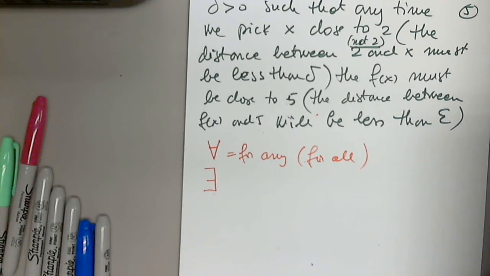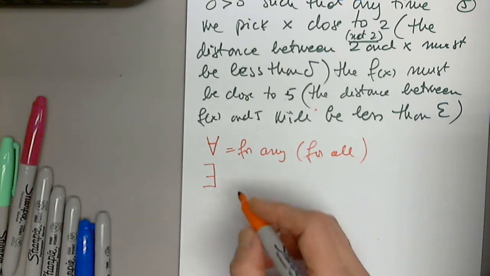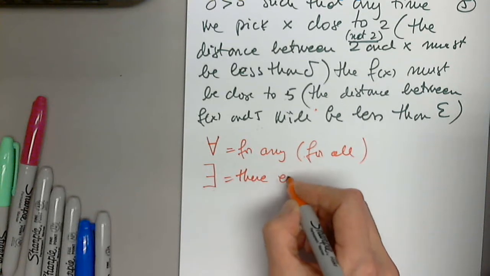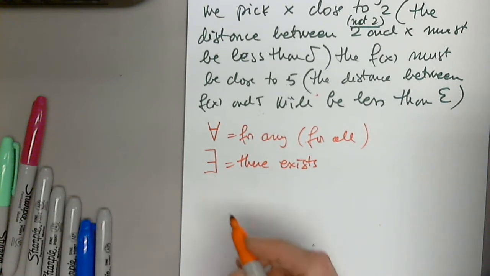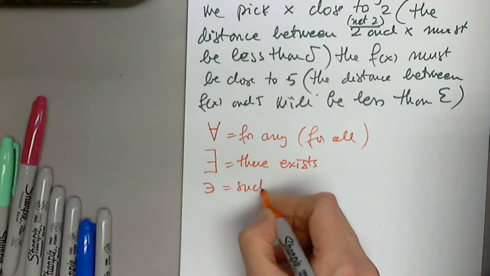Uppercase E backwards. There exists. Next one. A lowercase e backwards, sort of. Such that.